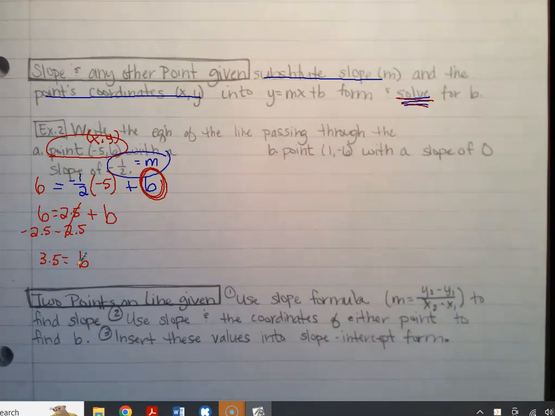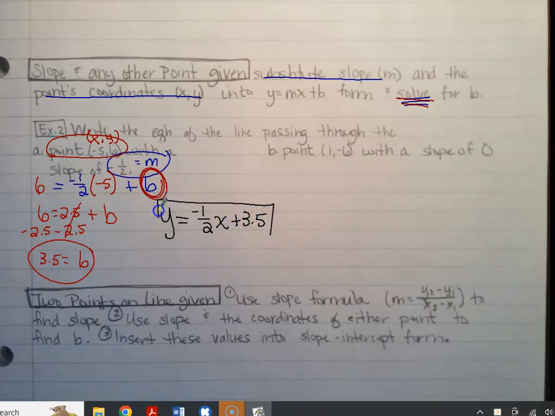That's pretty simple. Well, did we write the equation, though? No. We just found out what b was. So now we do need to write the equation. So what's our equation going to be? Y equals -1/2 x plus 3.5. Fantastic, yes! That's our equation. So we had to solve to find the b, but then once we had it, we had everything else for the equation. Perfect.